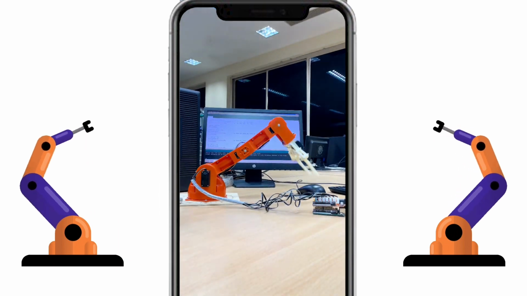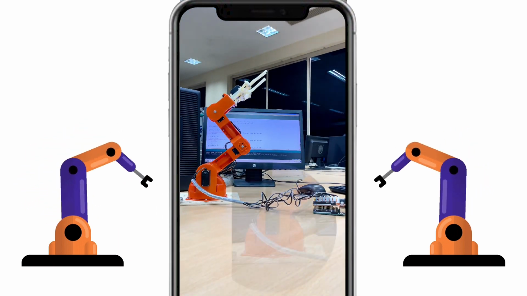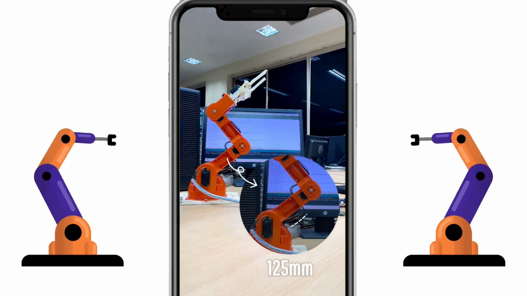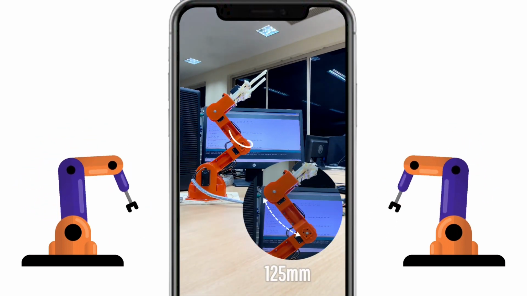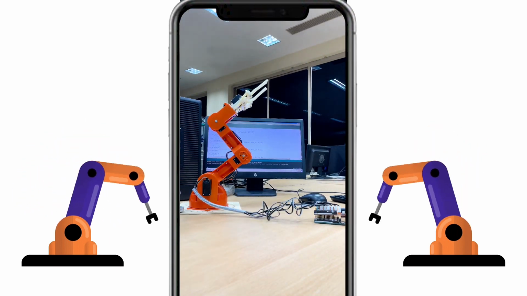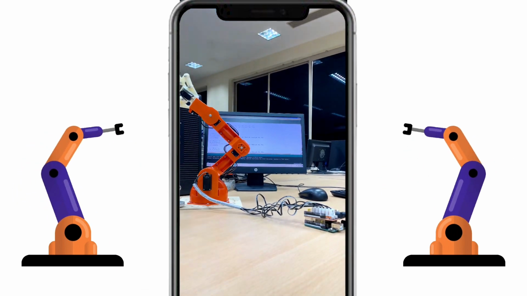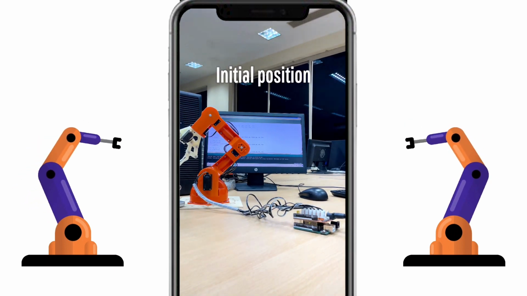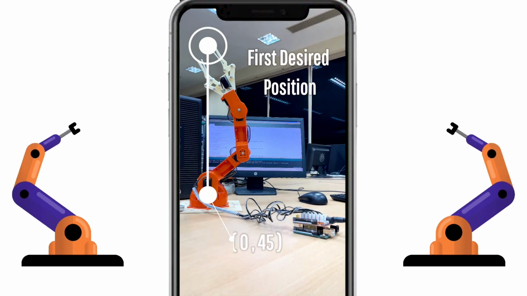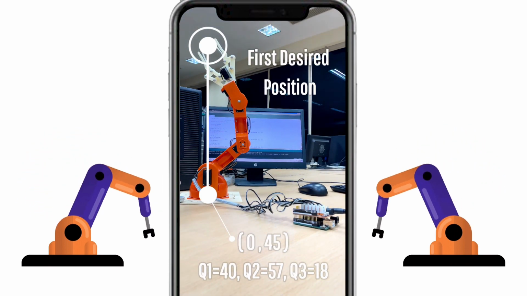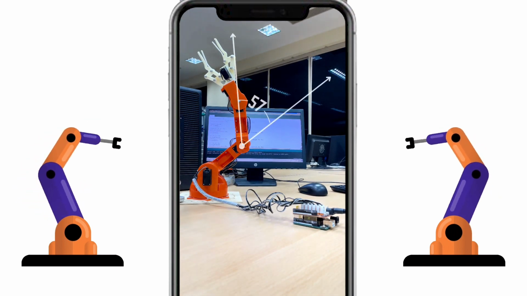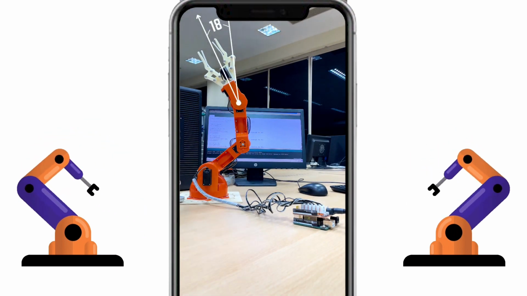Heading towards our video, we have the length of link 1 as 71.5 mm, link 2 125 mm, link 3 125 mm, and link 4 60 plus 132, that is 192 mm. Then the robotic arm moves to its initial position. Now we have the first desired position, which is 0, 45. The obtained angles are Q1 40 degrees, Q2 57 degrees, Q3 18 degrees.